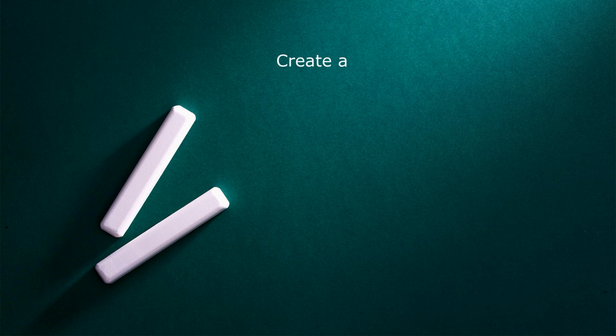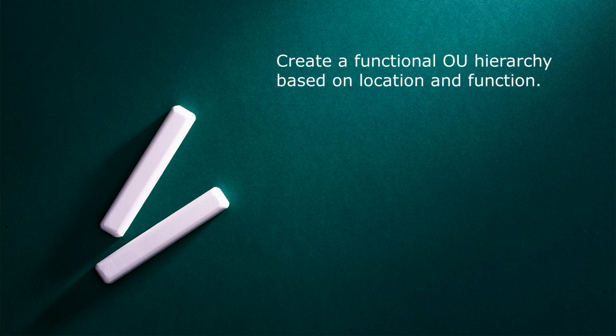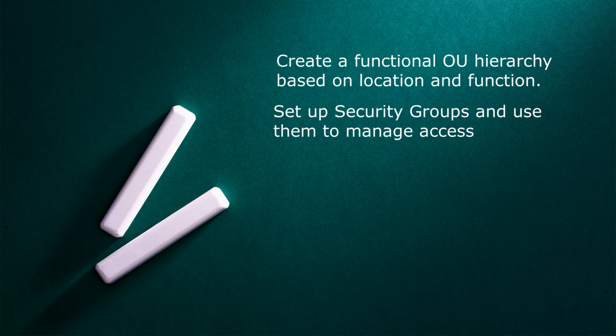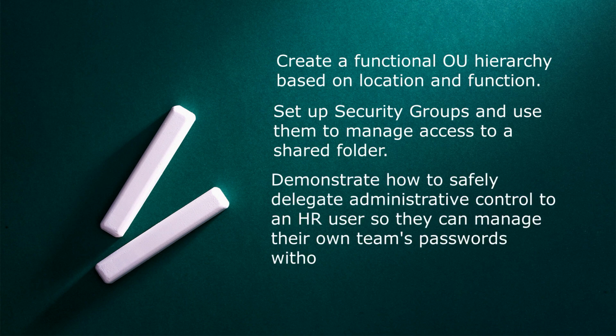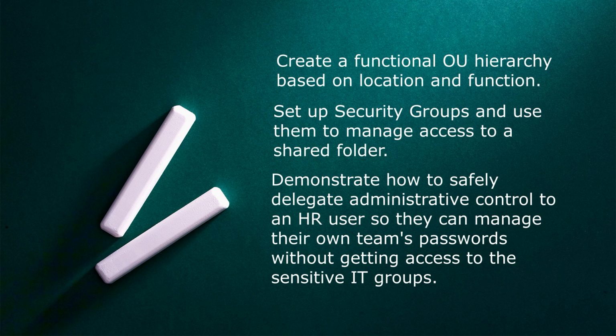We're going to first create a functional OU hierarchy based on location and function. Number two, set up security groups and use them to manage access to shared folders. And number three, demonstrate how to safely delegate administrative controls to an HR user so they can manage their own team's passwords without getting access to sensitive IT groups. By the end of this video, you'll not only understand the concepts, but you'll have the practical skills to implement the structure and security into your own Active Directory domain.